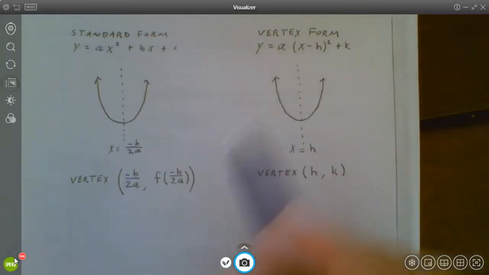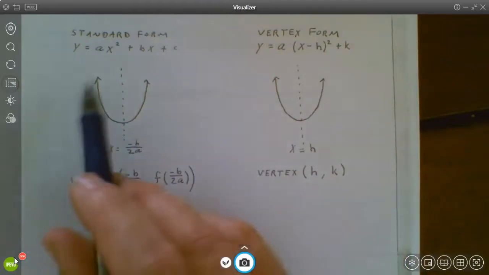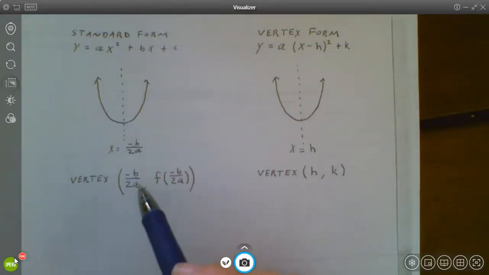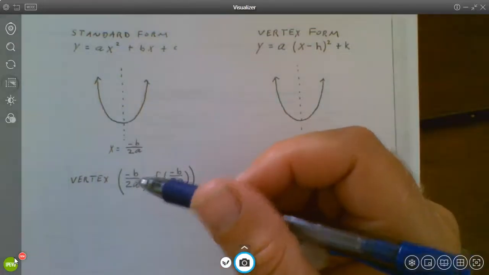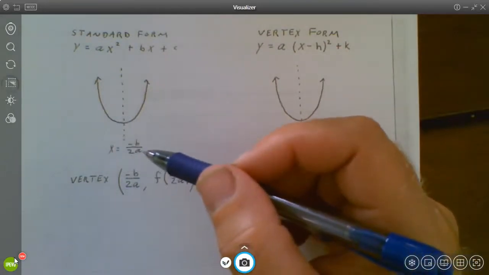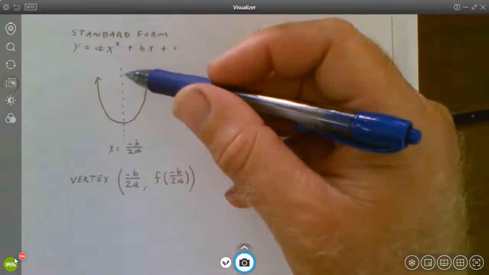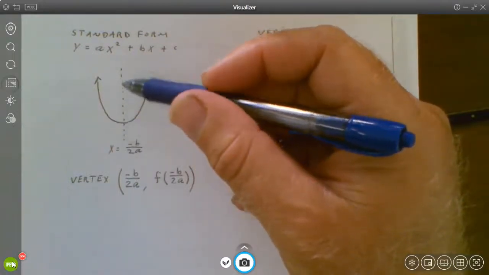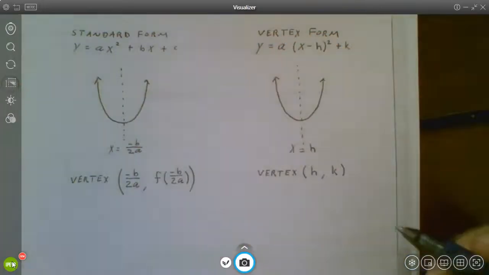So when you go to find a vertex for something that's in standard form, and I know you guys have all seen this before, remember that the x coordinate of your vertex, we use negative b over 2a. And that value that you see right here for x equals negative b over 2a also gives you the equation of your axis of symmetry. Right, that axis of symmetry is that vertical line that runs right down the middle of your parabola. So keep those two in mind.